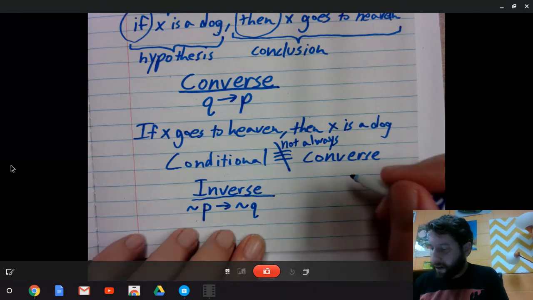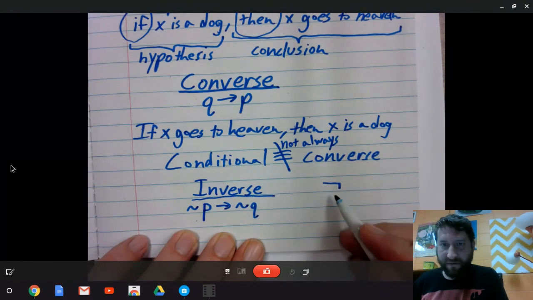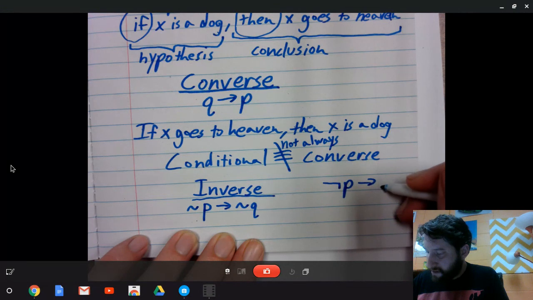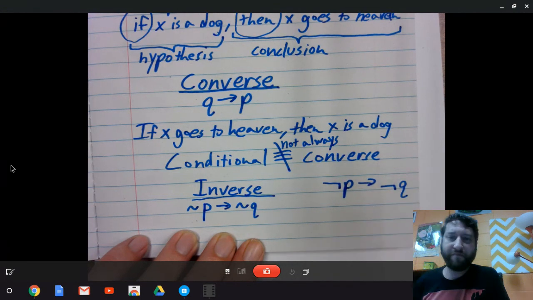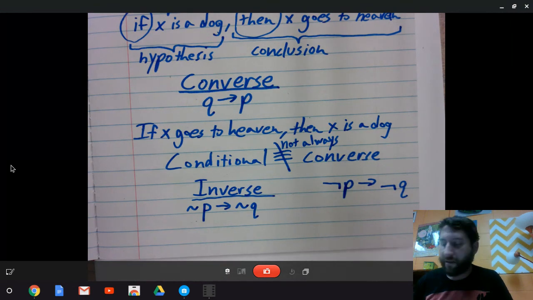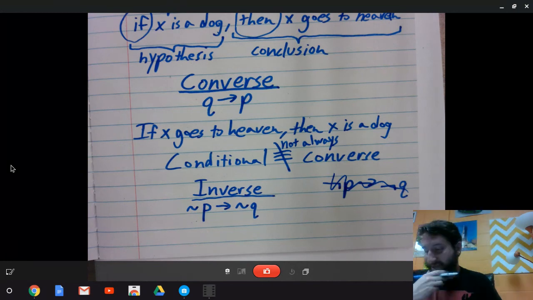And sometimes they'll use a different symbol. Sometimes they'll do something like this. They'll say not P implies not Q. Personally, I'm not a big fan of that notation. Sometimes they use it, sometimes they don't. But I wouldn't worry about that, just for your information.